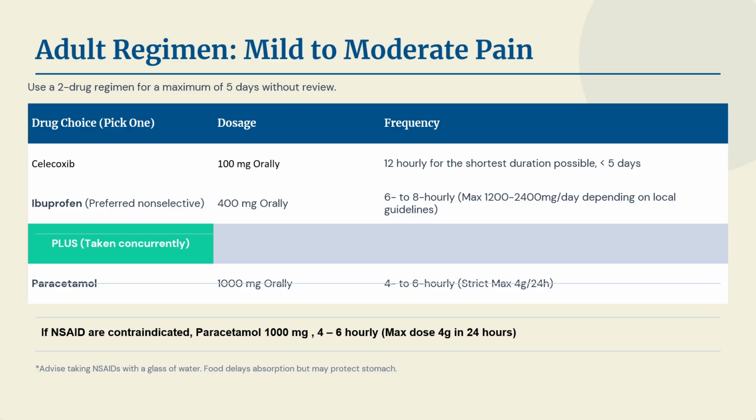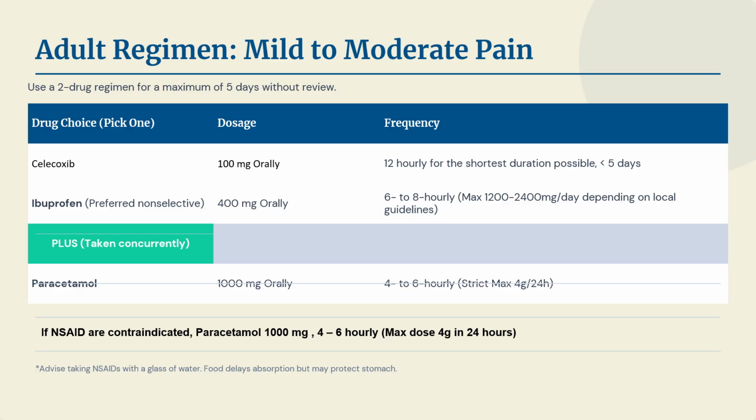Now let's look into pain management in an adult. So when a patient has mild to moderate pain, just remember one thing: always use a two-drug regime when there is mild to moderate pain, and you cannot go beyond 5 days without further review. So the drug of choice first is Celecoxib, 100 milligrams given orally, and you can give it 12 hourly for the shortest duration possible, less than 5 days, as mentioned.